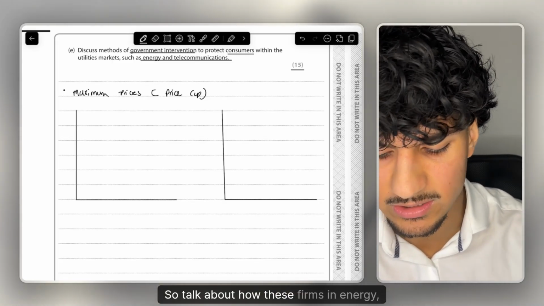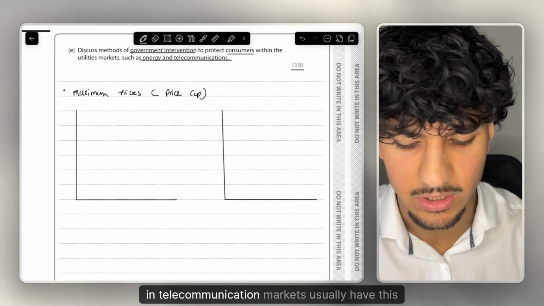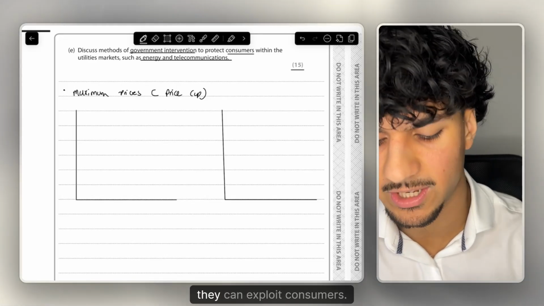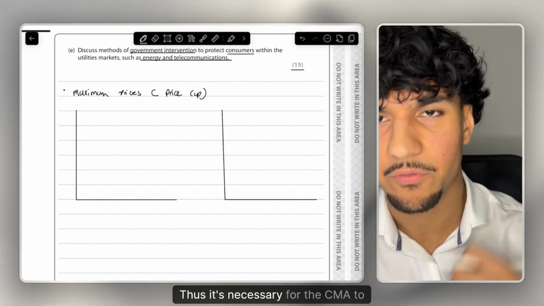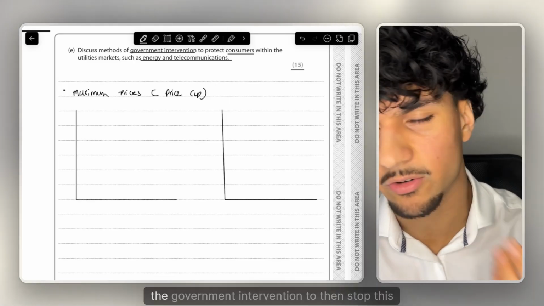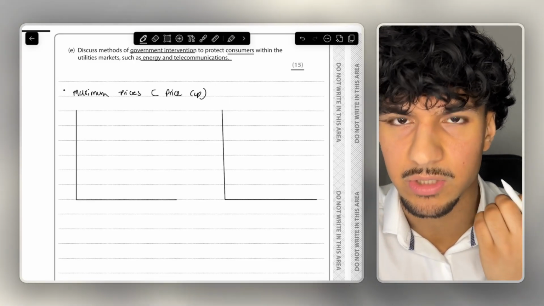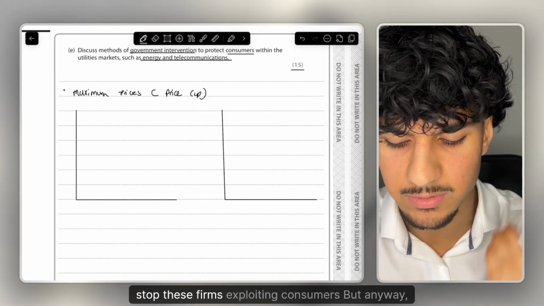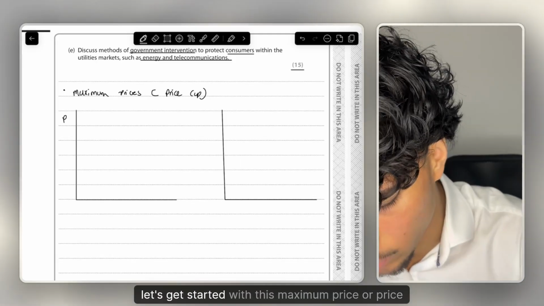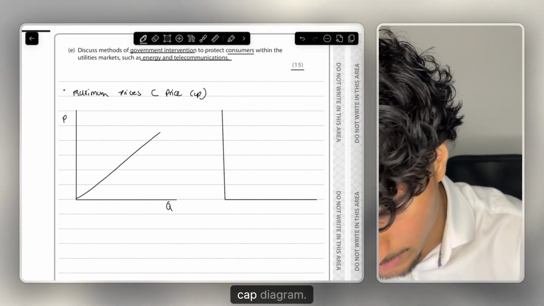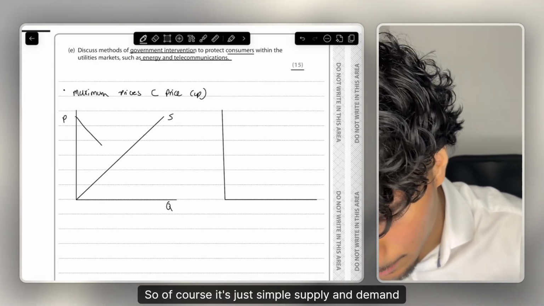So talk about how these firms in energy, in telecommunication markets, usually have this monopoly power. They can exploit consumers. Thus, it's necessary for the CMA to intervene in the market, the government intervention, to then stop this degree of monopoly power, stop these firms exploiting consumers. But anyway, let's get started with this maximum price or price cap diagram. So of course, it's just a simple supply and demand diagram.